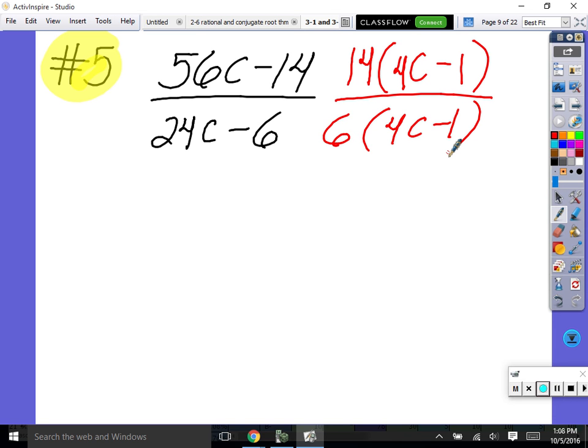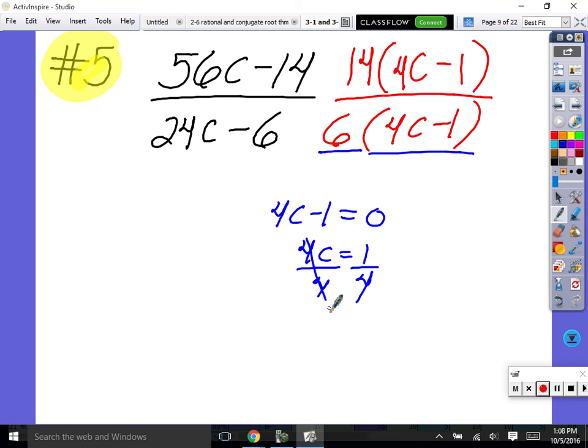Now let's figure out when the bottom would equal 0. Is 6 ever going to be equal to 0? Nope, we're good there. But this part could be 0. 4c minus 1. When does it equal 0? Add 1, right? 4c equals 1. Divide by 4. 1/4. So we know that c cannot equal 1/4, or else the bottom would be 0.